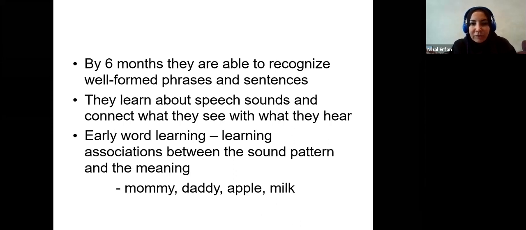So early word learning, so learning associations between the sound pattern and the meaning. So knowing mommy, daddy, apple, milk, so just the nouns. And that's how they start to learn the single words.